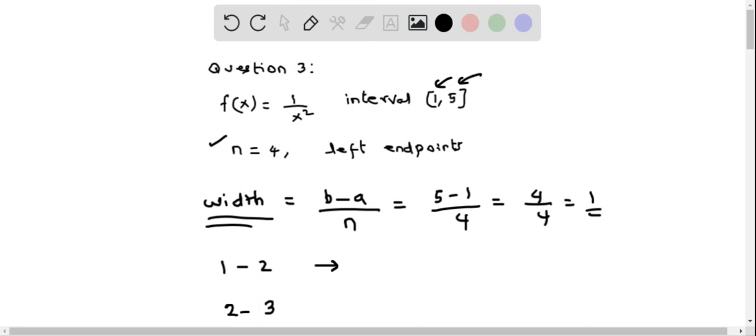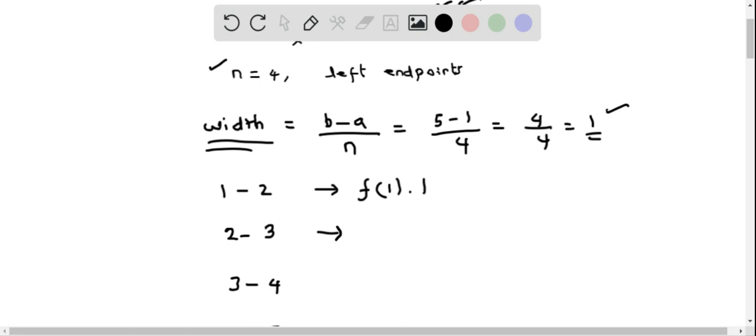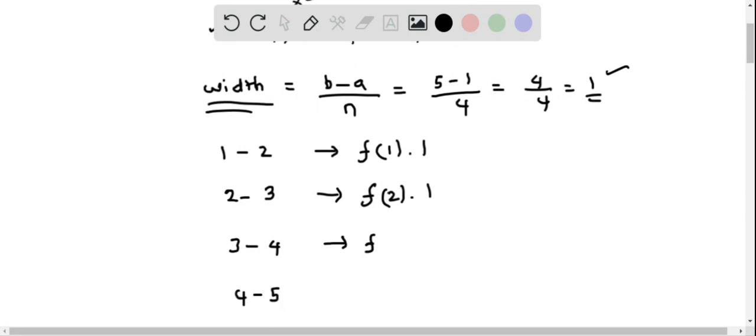So here the height of the first rectangle is represented by f of 1, and the width of each rectangle is 1 unit. So we multiply f of 1 times 1. For the rectangle in the second sub interval, the height is given by f of 2, that is f of the left endpoint, which is 2, times the width, which is 1. Likewise, for the next two rectangles, this will be f of 3 times 1, and f of 4 times 1. Now let's evaluate the areas of all of these rectangles.